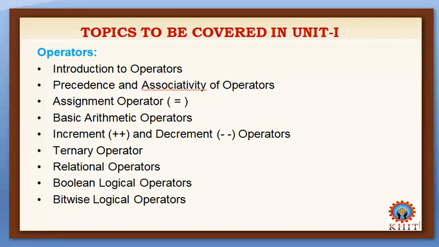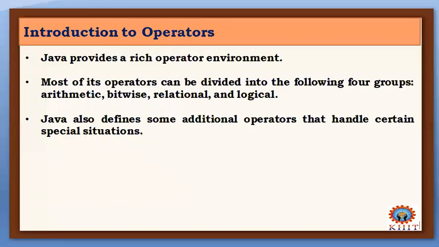So let's try to understand what an operator is. Java provides a rich operator environment. Most of the operators can be divided into 4 categories: arithmetic, bitwise, relational, logical. These are the 4 different categories of operators which we often use. But there are some other operators also which we rarely use.